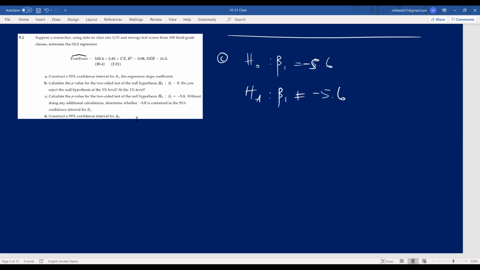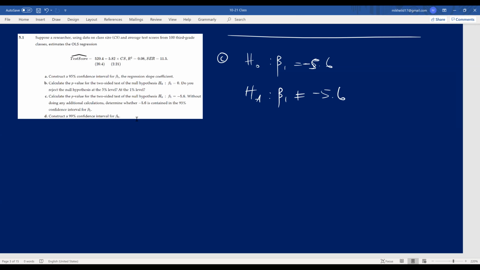We know that we rejected the hypothesis in part B, right? We did it a few minutes ago. Does that mean that 0, which is the hypothesized value, is in the 95% confidence interval? Can you repeat that, please? So we rejected the hypothesis in part B at 5% significance level, right? Does that mean that the hypothesized value of beta 1, which is 0, is contained in the 95% confidence interval? No. That's absolutely right. But why? Because we rejected the null, which means that the 0 was not in the interval.